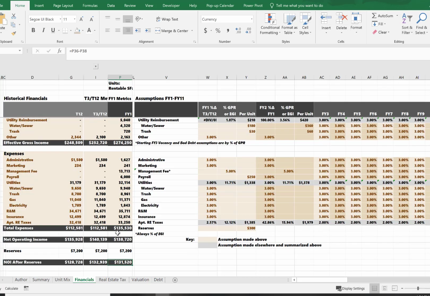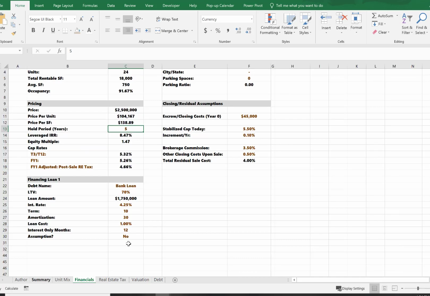So if we keep moving backwards and go back to the summary tab, now what's interesting is I have this pricing. So it summarizes $2.5 million. That would translate to $104,167 per unit, or $139, call it, per square foot. So here you can adjust your hold period, and you can see how it affects the IRR and the equity multiple. So the longer you hold it, the higher the equity multiple will be.